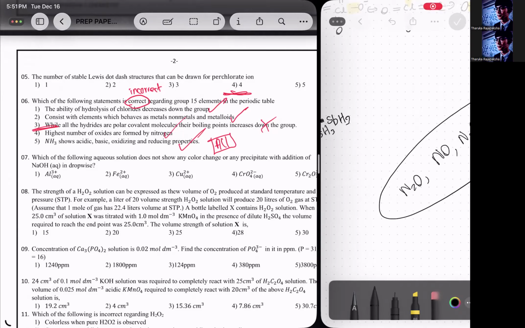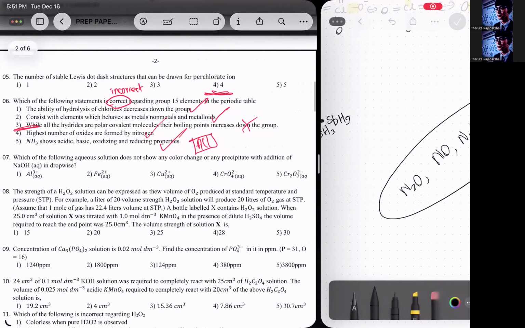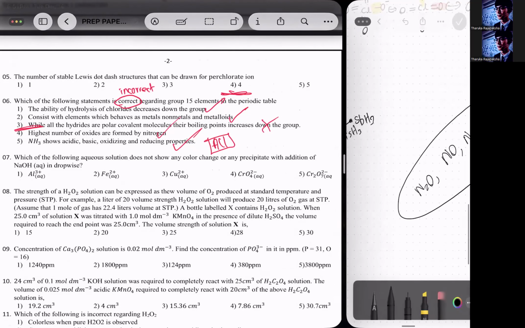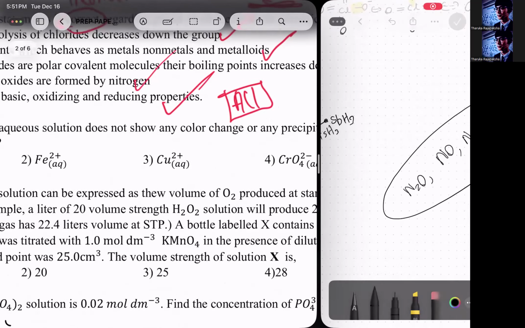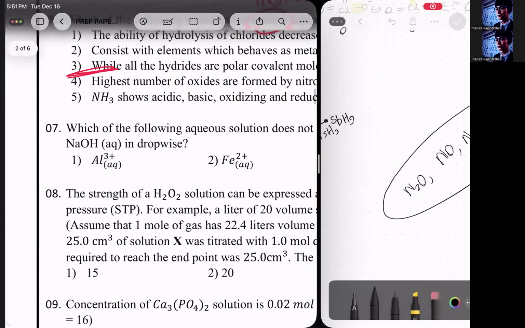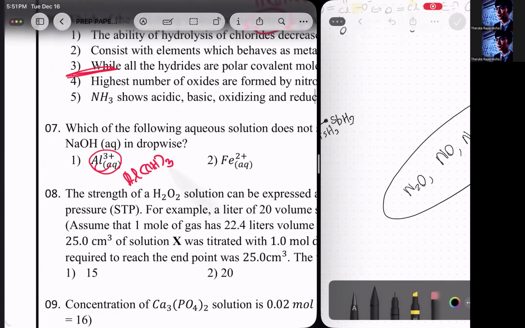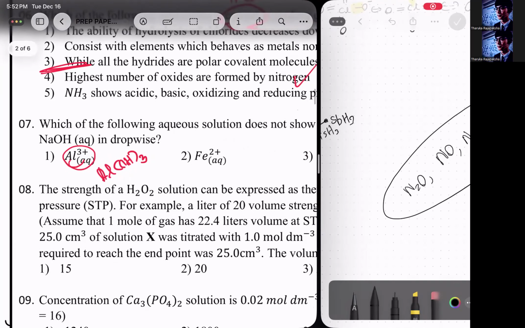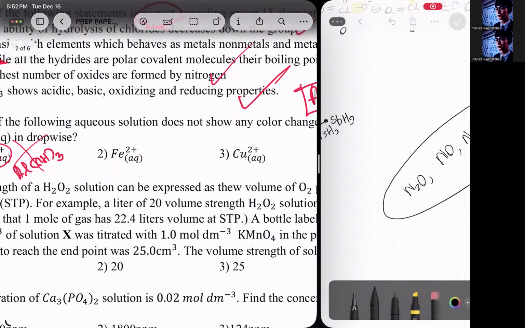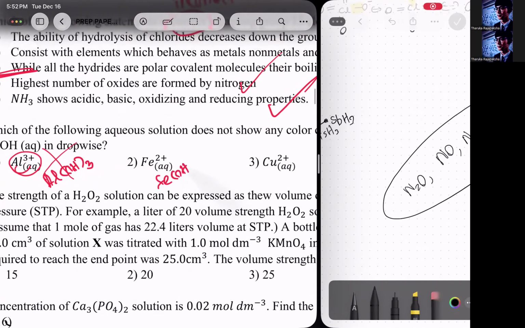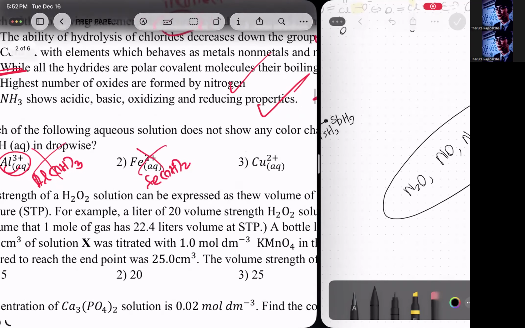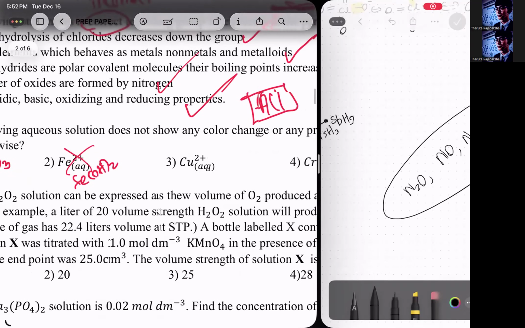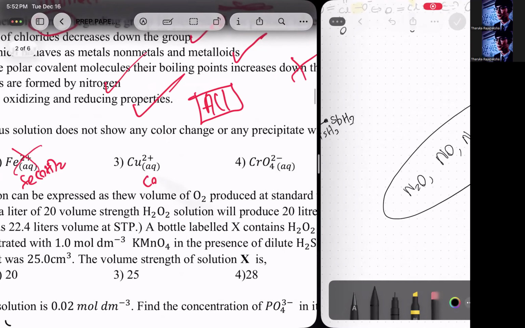Seventh one, people, which of the following aqueous solutions does not show any color change or any precipitate with addition of sodium hydroxide dropwise? Aluminium 3 plus will form aluminium hydroxide, which will be a gelatinous white precipitate, so we can avoid that. Fe2 plus will form Fe(OH)2, which will be a green precipitate, you call it dirty green. Copper 2 plus will form copper hydroxide, which will be a light blue gelatinous precipitate.